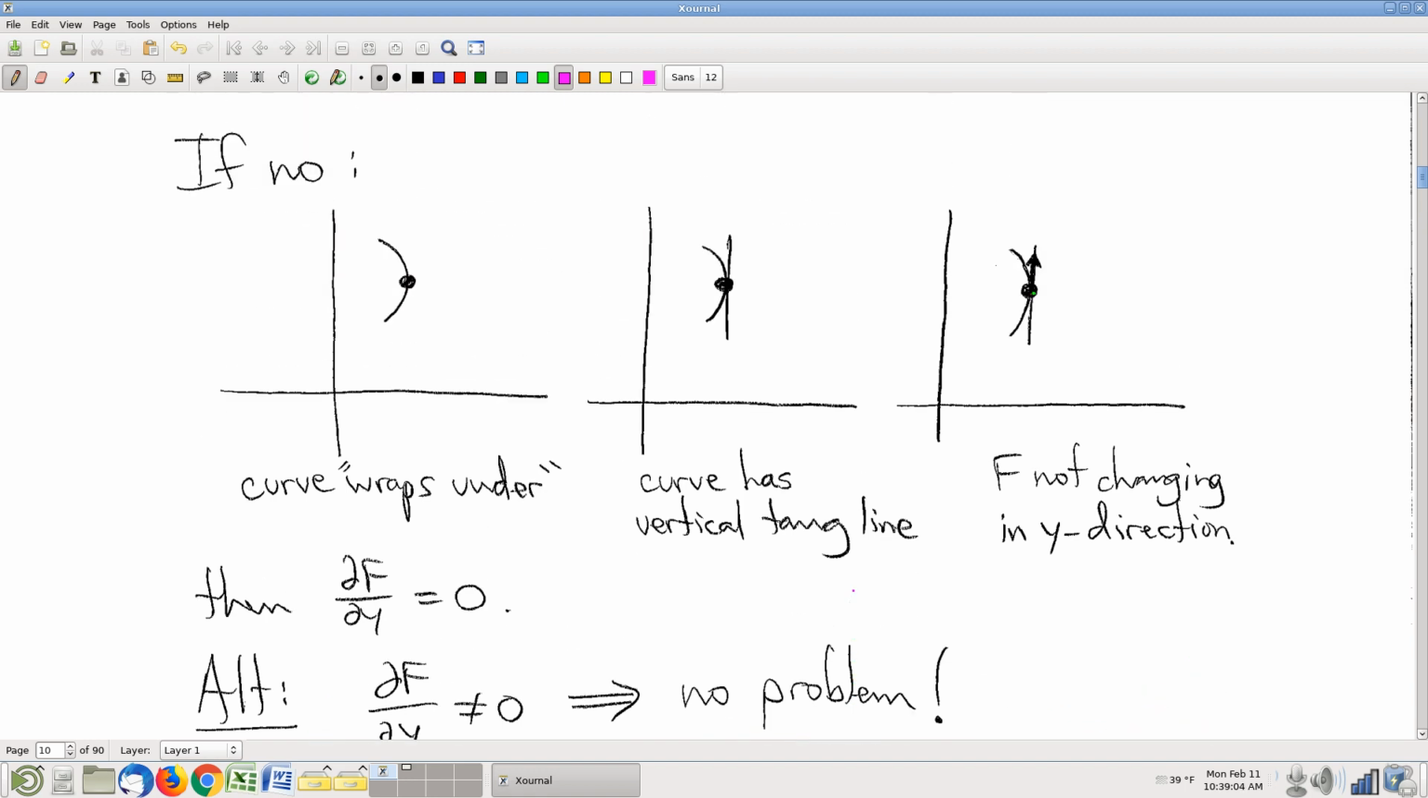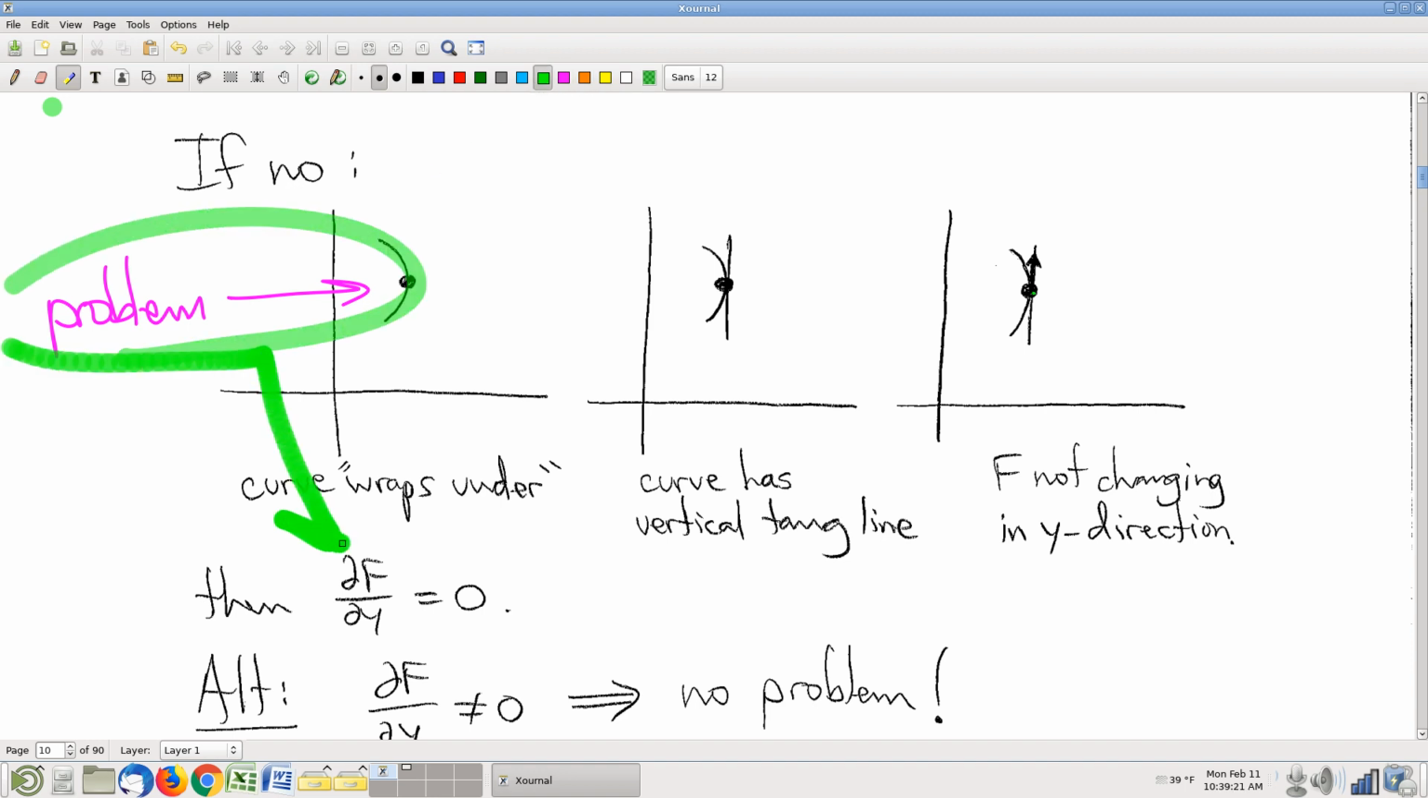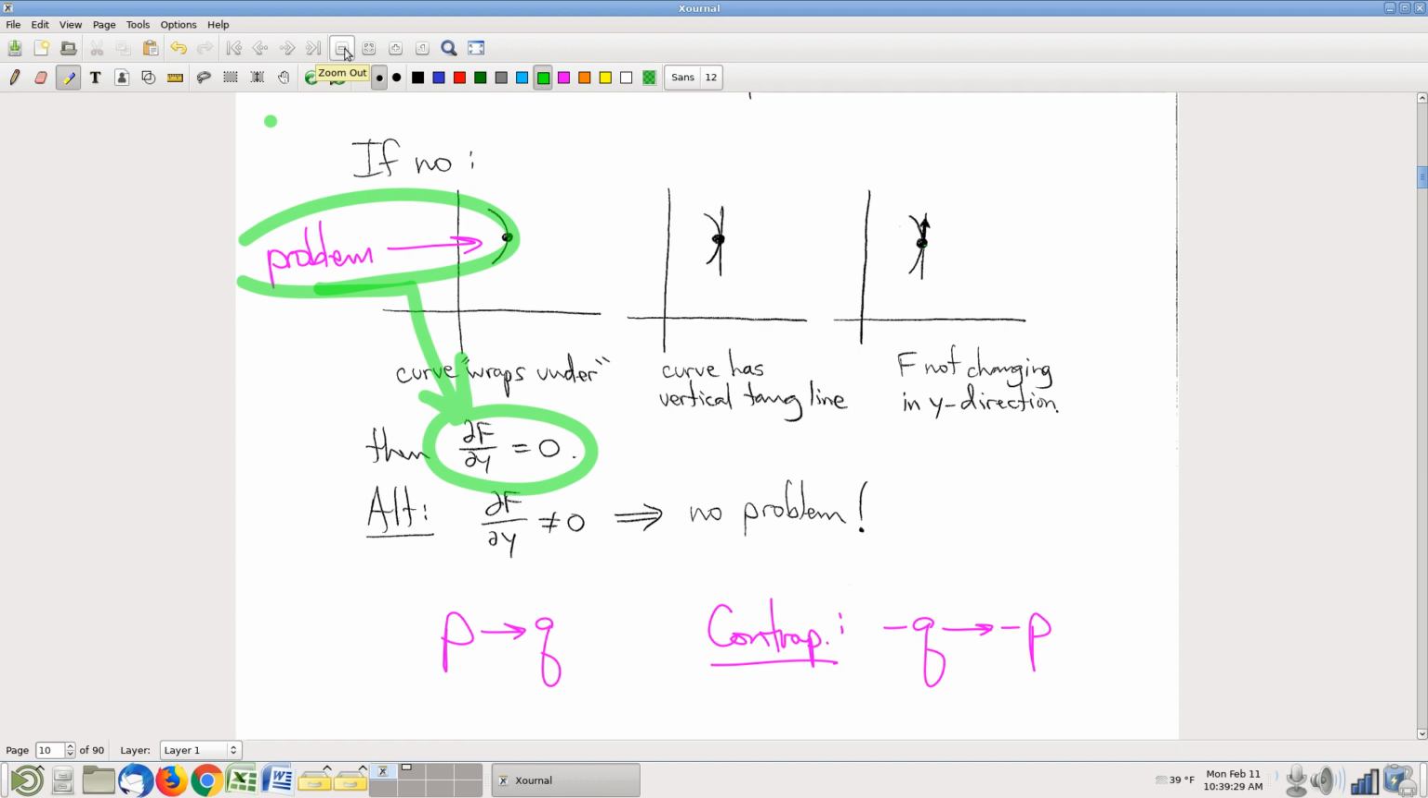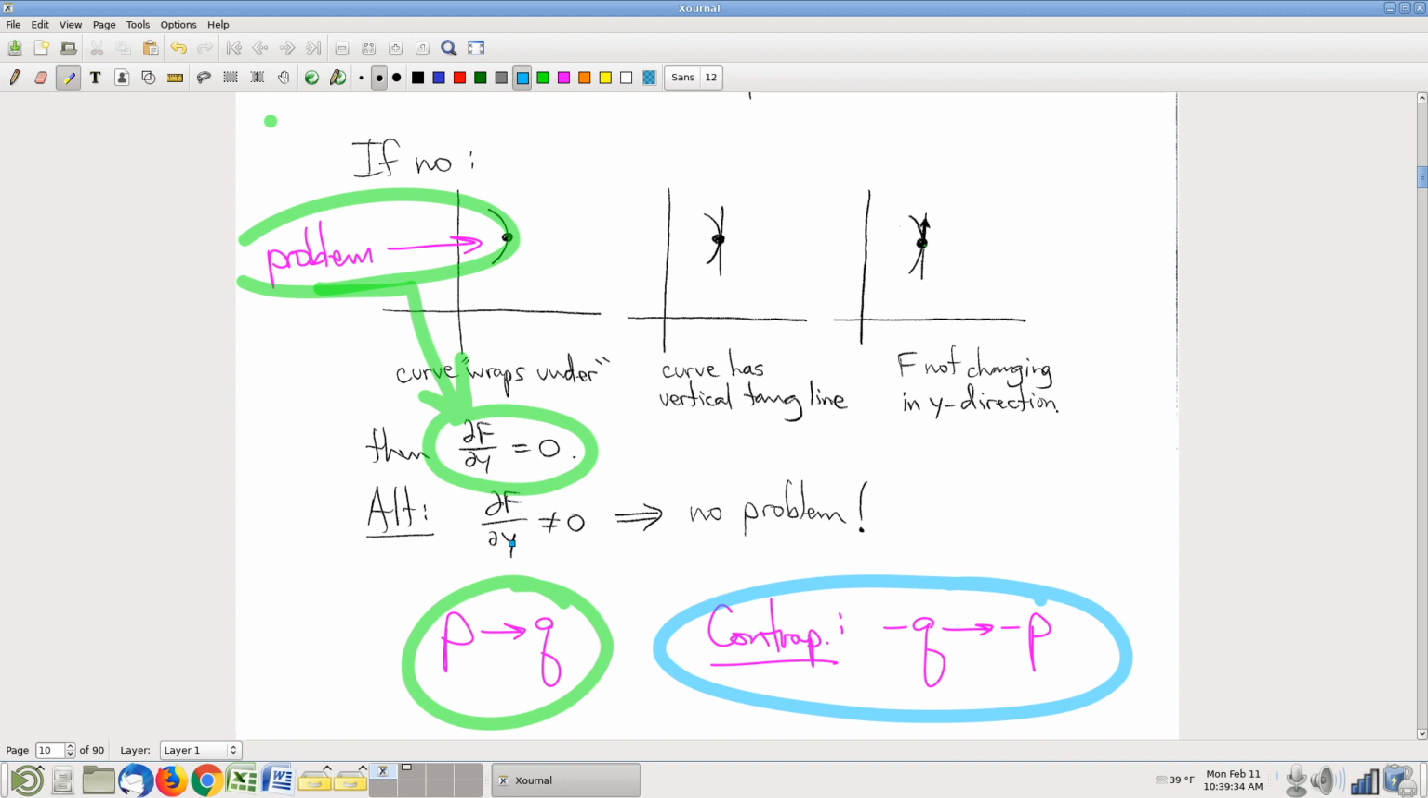Let me remind you. If we have a problem such as that, we just argued that problem implies the y partial is 0. Right, that's this statement. The contrapositive of that statement is that if the y partial is not 0, then we don't have a problem. Everybody on board?